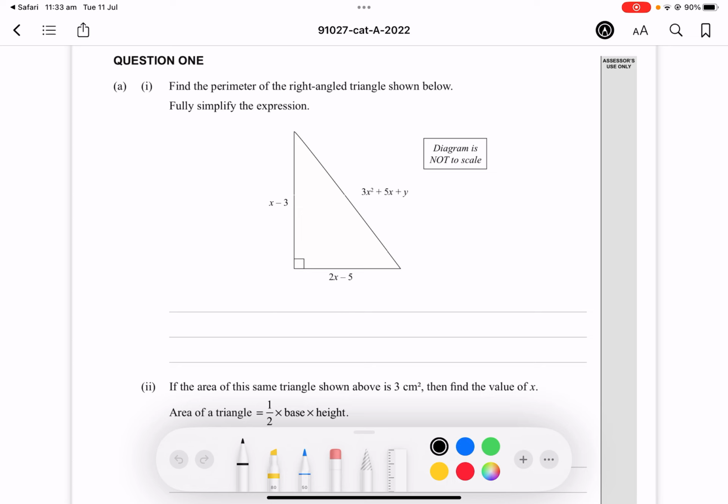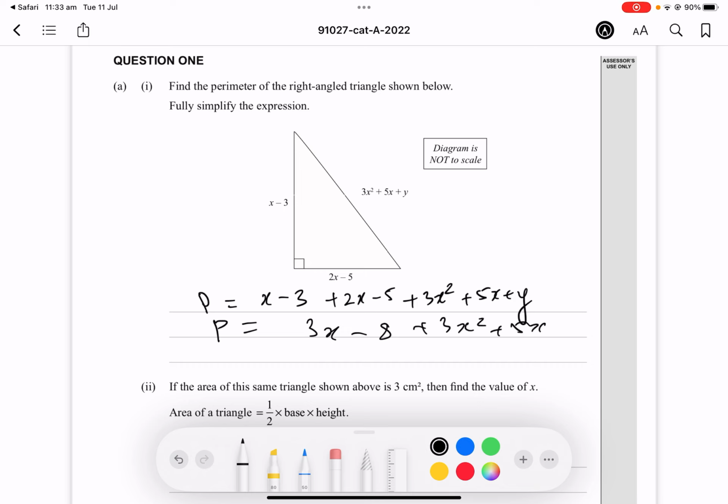We have P equals x minus 3 plus 2x minus 5 plus 3x squared plus 5x plus y. And we're just going to add the like terms. So we have P equals 3x minus 8 plus 3x squared plus 5x plus y. And that equals 3x squared, 5x plus 3x is 8x, so plus 8x plus y minus 8. And that should be it for this question. So we simplified fully, and this should be an achieved level question for a correct answer.